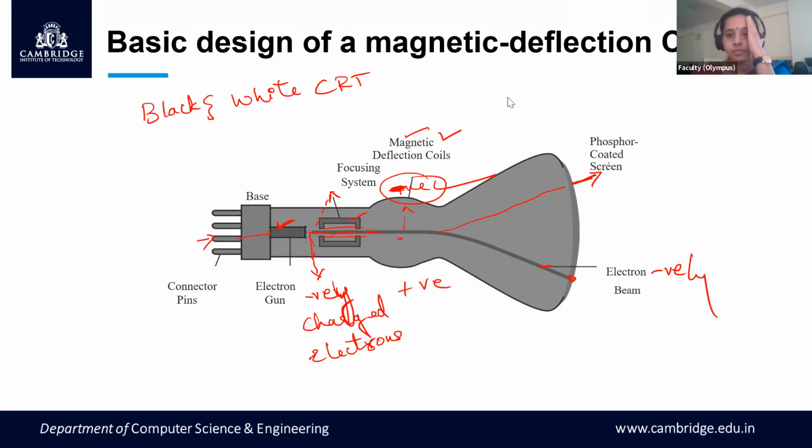Okay. So the glow will be there. That's the concept of the electron beam and keeping a phosphor coating on the screen, or the screen itself being a phosphor coated screen.